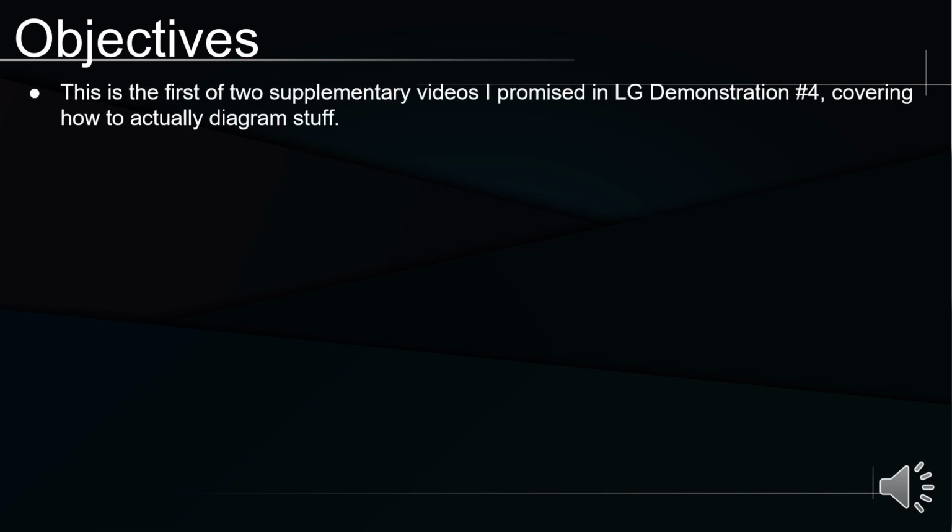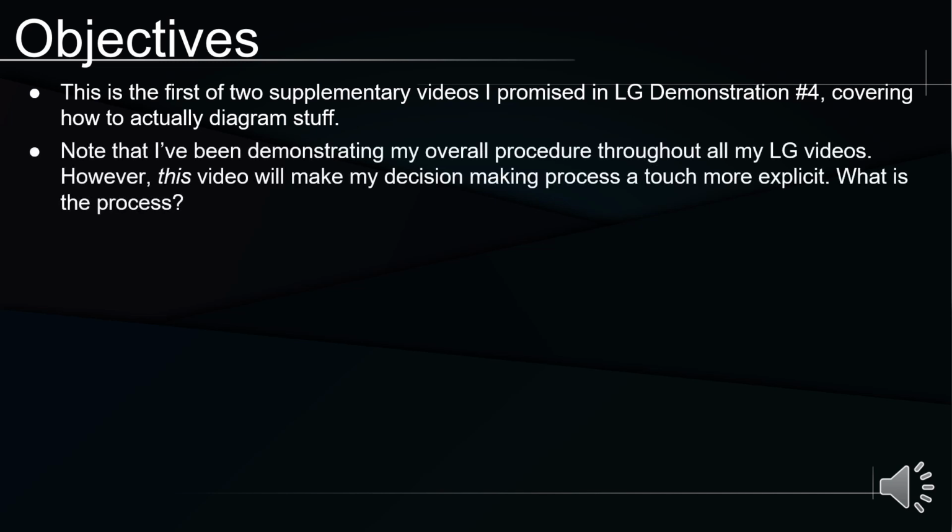So why did I make this? Well, the goal is, again, this is the first of two supplementary videos that I promised during LG demonstration number 4, and this one is actually going to cover how to diagram stuff, specifically how to move between mandatory and non-mandatory things when filling out diagrams. Note that I have been demonstrating my overall procedure, including the stuff that I do here, throughout all of my LG work. However, this video specifically will try to make some of my decision-making process a touch more explicit.